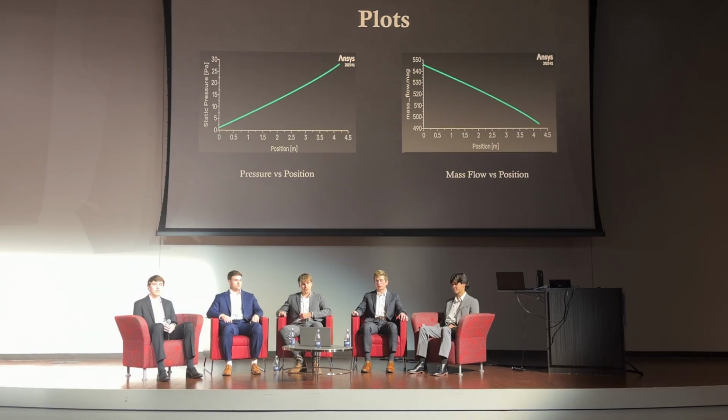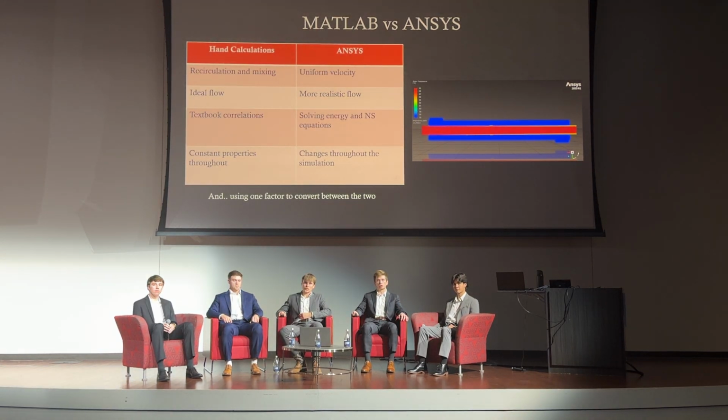So on to the plots. I showed 2 plots here, but we have plenty that we'll be able to show in the paper. But as you can see, we have a pressure versus position and then a mass flow versus position, which are pretty clear correlations there that you can see in the plots. So let's go on to the MATLAB versus the ANSYS.